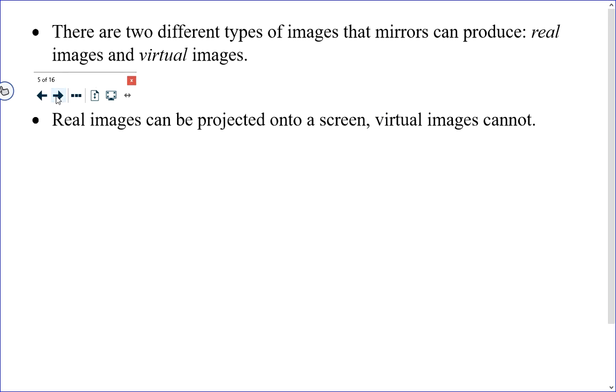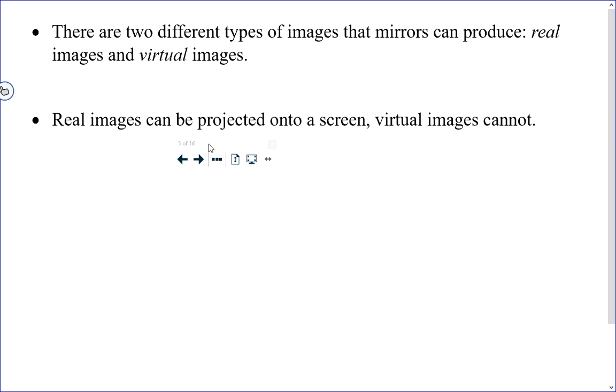All right, there are two types of images that mirrors can produce. They can produce real images and what are called virtual images. Now, before I get to the difference between the two, I need you to understand that both images are things that we see. If you are looking in a mirror at a real image, you will see it. If you are looking at a virtual image, you will see it.